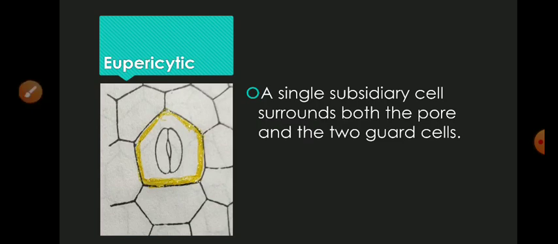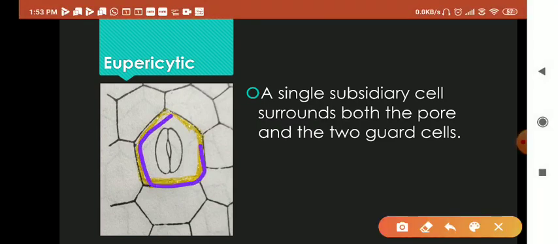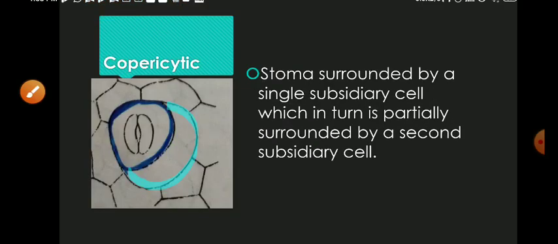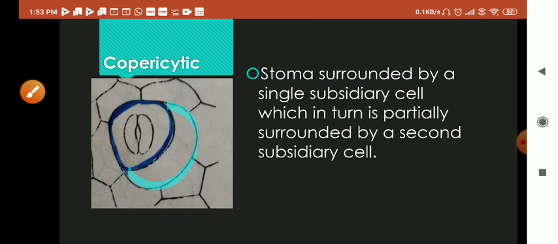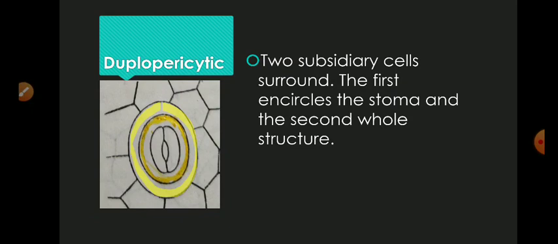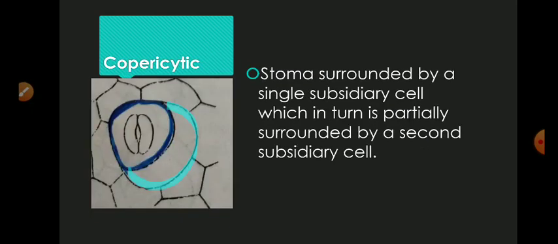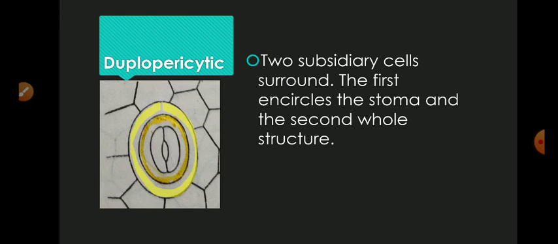This is euperi­cytic. This is a single subsidiary cell and it is surrounding the guard cell. Copericytic. The single subsidiary cell is surrounding the whole complex, but an additional subsidiary cell is there attached to it, which is partially surrounding the first one. Duplopericytic, we have not missed any. Duplopericytic: 2 subsidiary cells surround. The first encircles the stoma and the second the whole structure.